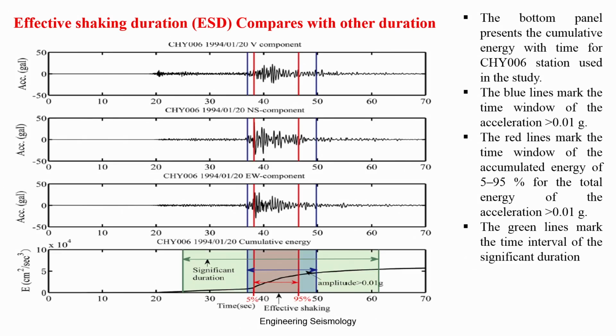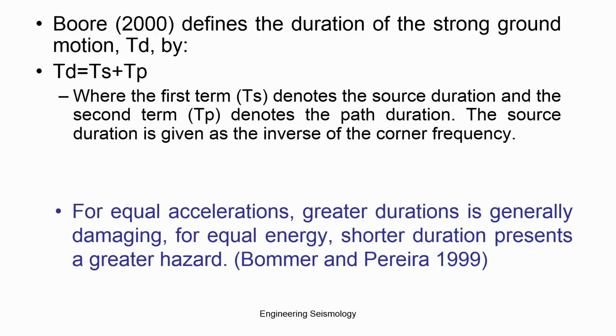Okay. So, this duration estimation basically can be found as a total duration. The total duration is basically Ts plus Tp. The Ts is denoted as the source duration. The second term Tp denotes the path duration. The source duration is given as the inverse of the corner frequency. Equal acceleration, greater durations are generally damaging. So, equal energy, shorter duration presents a greater hazard.